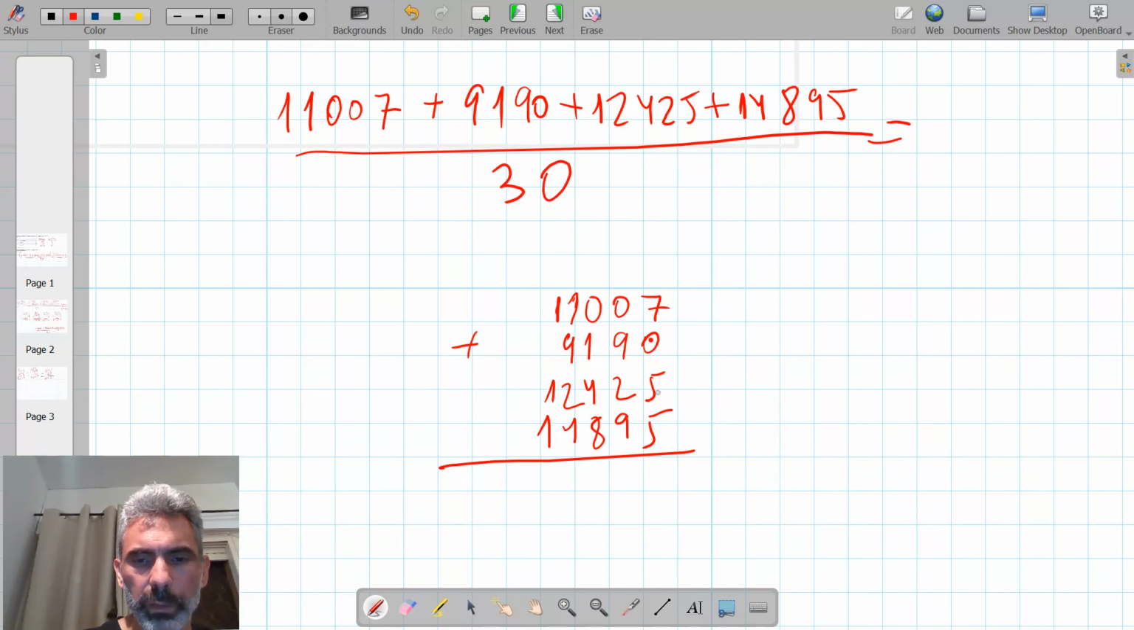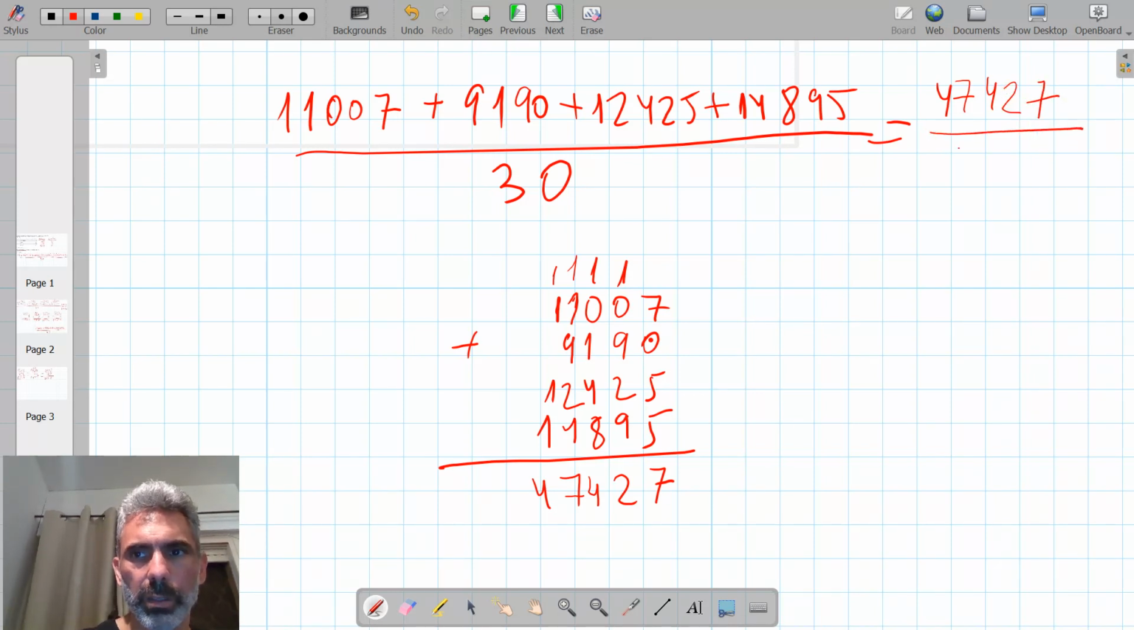7 plus 5 is 12. 12 plus 5 is 17. 1 plus 2 is 3. 3 plus 9 is 12. 1 plus 1 is 2. 2 plus 4 is 6. 6 plus 8 is 14. 1 plus 1 is 2. 2 plus 9 is 11. 11 plus 2 is 13. 13 plus 4 is 17. 1 plus 1 is 2. 2 plus 1 is 3. 3 plus 1 is 4. So we have 47,427 divided by 30.